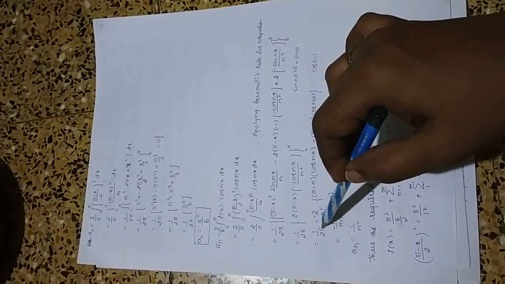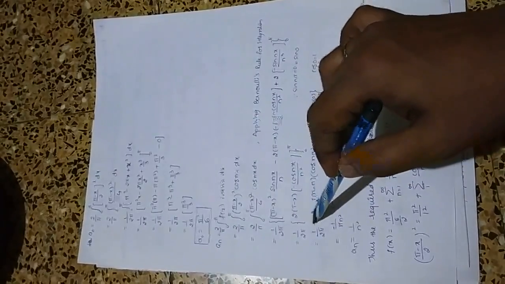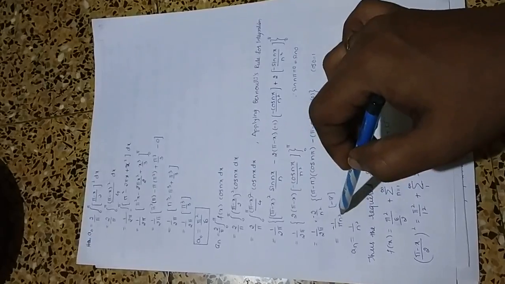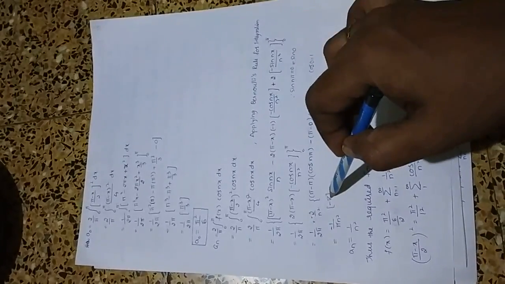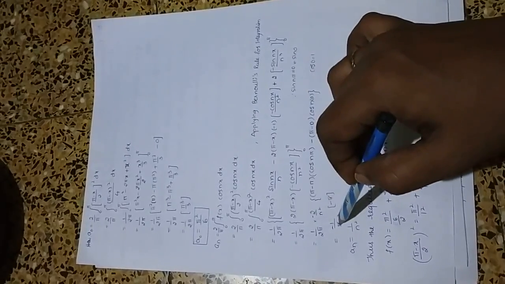1 upon 2 pi means here 2 cancels. We have minus 1 upon pi n square into bracket. The value of this bracket is minus pi. Again here pi cancels. Minus into minus plus. a n is equal to 1 by n square. a naught is equal to pi square by 6. a n is equal to 1 by n square.